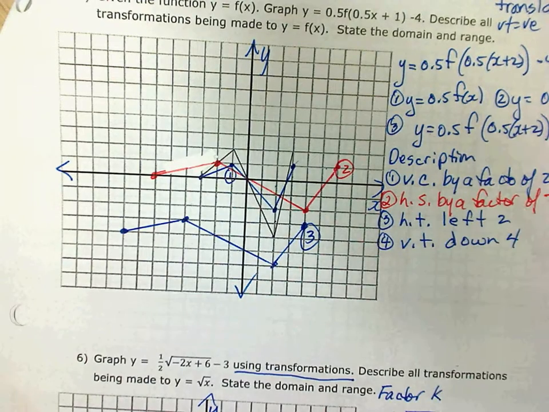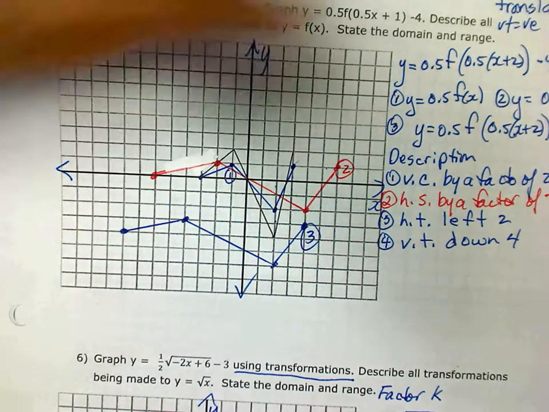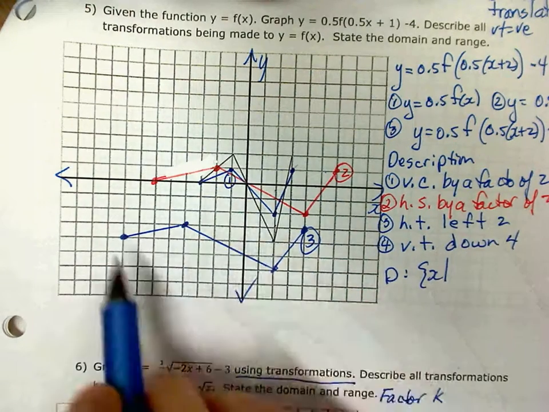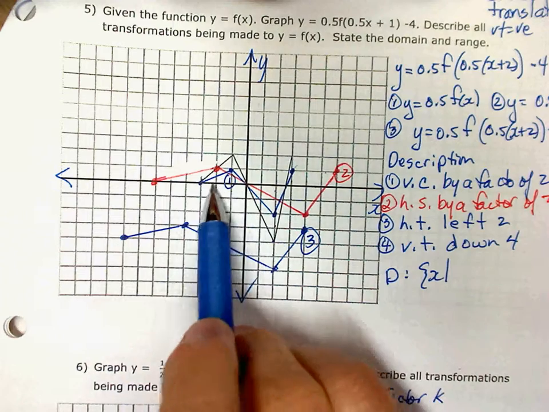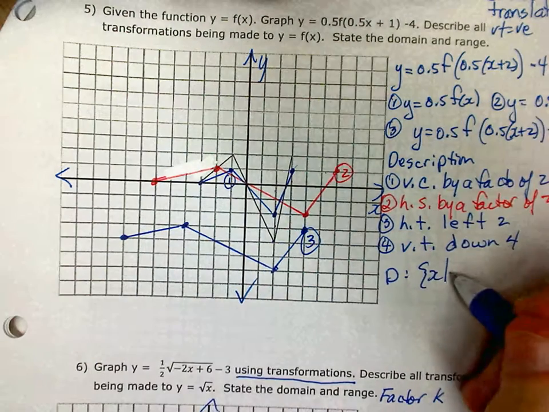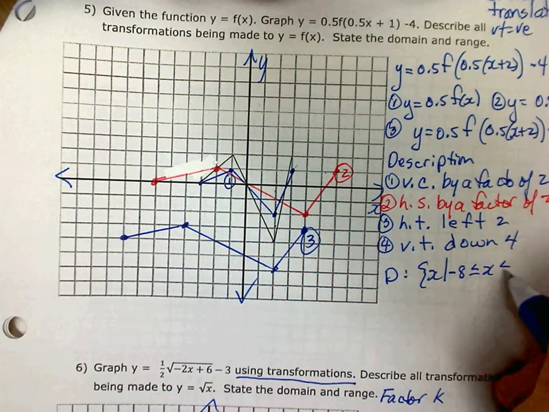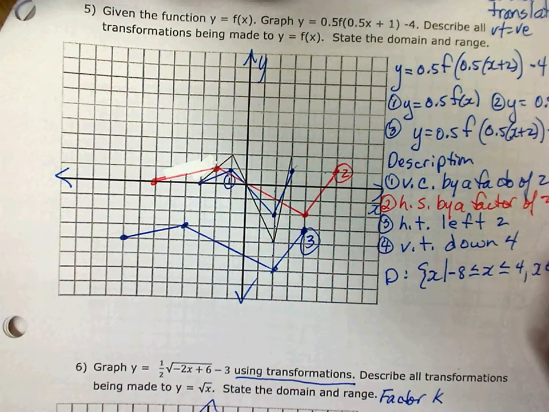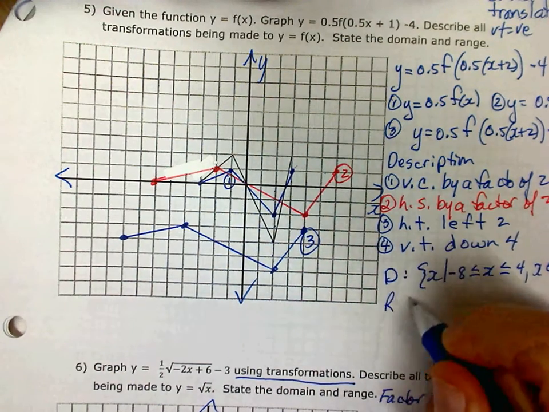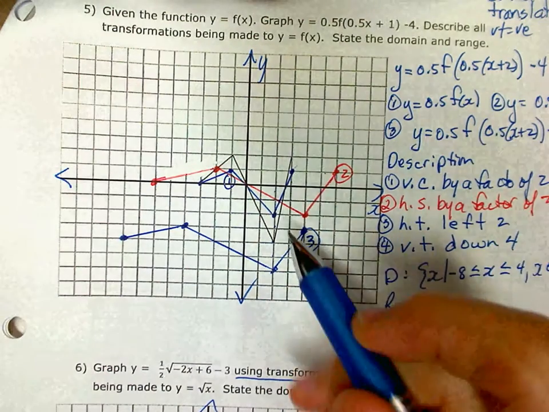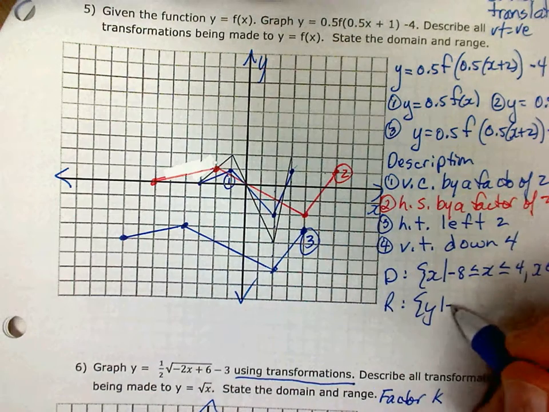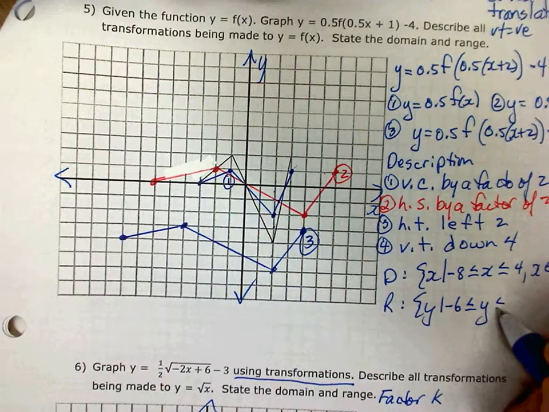Let's now do the domain and range. Okay, x such that, now this graph ends, so this is 1, 2, 3, 4, 5, 6, 7, 8. -8 is less than or equal to x is less than or equal to 4. X is an element of real numbers. Range, y such that, let's see, the lowest point is 1, 2, 3, 4, 5, 6. -6 less than or equal to y less than or equal to the highest point, which is -3.